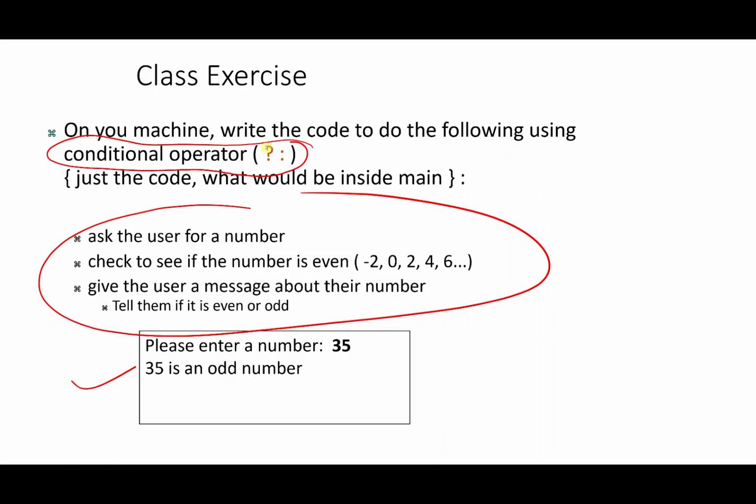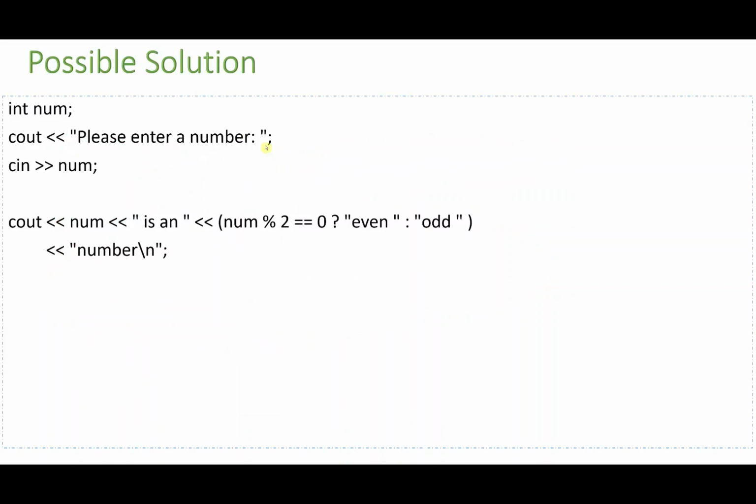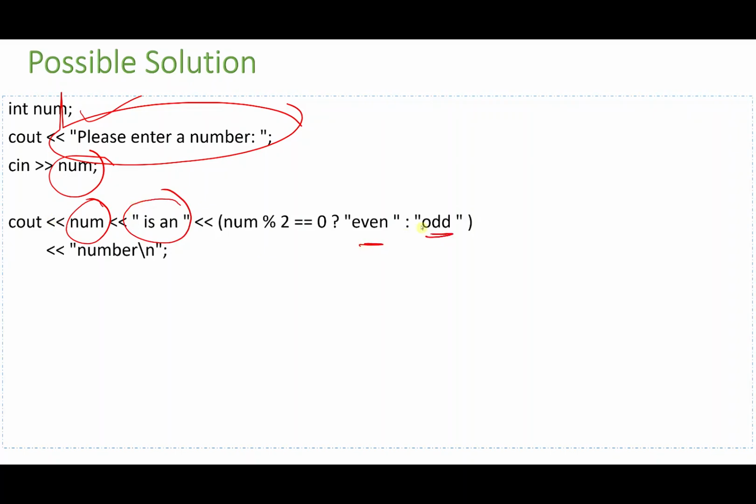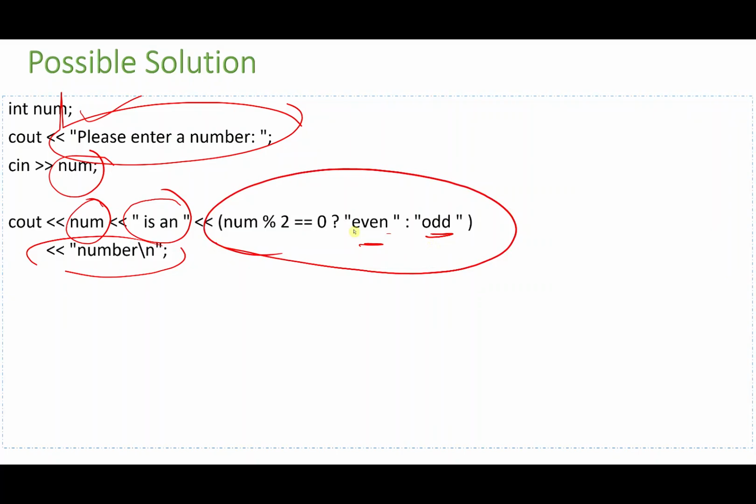Okay. Assuming you paused the video and came back to see the answer, here is the answer. You're asking the user for a number, right? Please enter the number, and here is num. Then you say num is an. Now you do either even or odd number. You can have "even number" in here, or you can have just even and odd, because this is the most important part we are interested in.